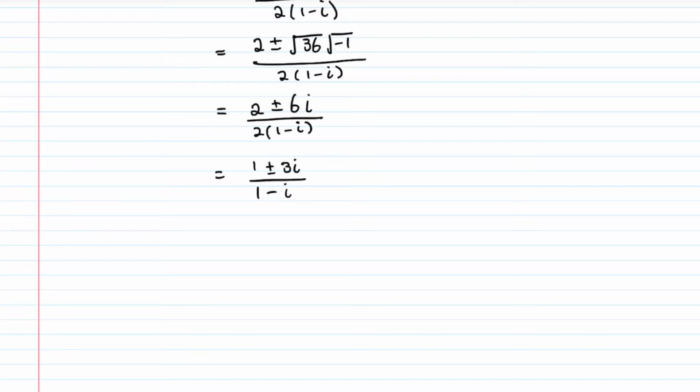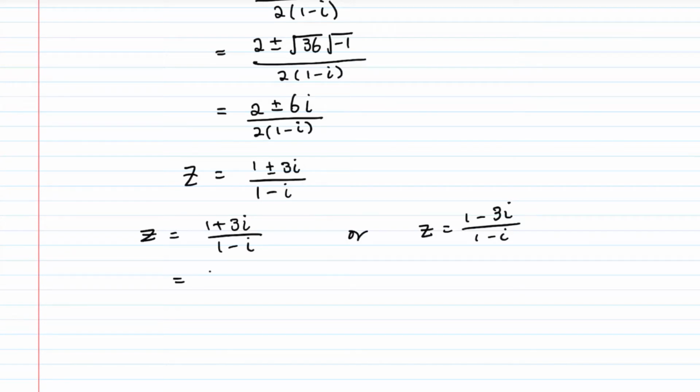Alright, so this is basically what you have come to, which is that z equals 1 plus minus 3i over 1 minus i. This basically means that there are two roots, right? Because you've got a plus and a minus. So therefore, let's just split it up. z equals 1 plus 3i over 1 minus i, or z equals 1 minus 3i over 1 minus i. So now all you need to do is rationalize this.